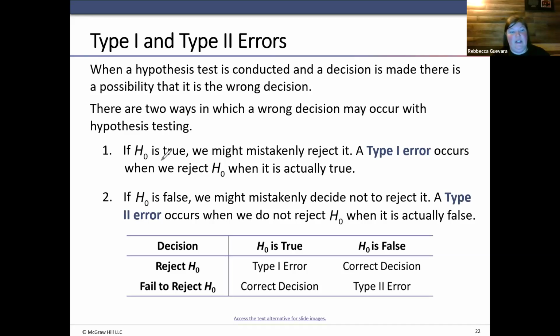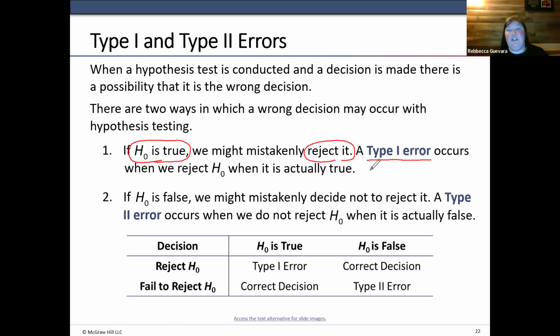The type 1 error is usually when your null hypothesis is actually true, and then we reject it. So we say it's not true. This is considered your type 1 error. So this would be, cereal does have an average of 20 ounces per box, but we reject that claim and say, no, it is actually less than. That would be your type 1 error.